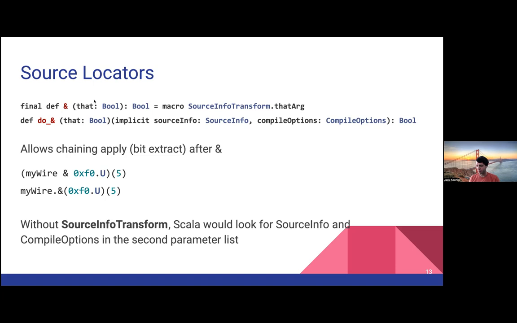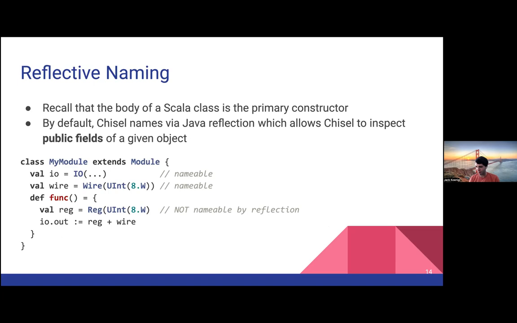if we didn't do it this way, if we just had this function, the do_and, we called and, then if you tried to do this operation and then an immediate bit extract, it would think this argument was being passed as these implicits. And these implicits are how we do source locators and that compile options thing I briefly skipped over. So if we didn't do this macro, then this 5 would be interpreted as trying to be a source info argument, and it would say you passed the wrong type. So what this macro does is it allows you to write your code where you do an immediate bit extract, and it doesn't screw up by thinking you were trying to pass these arguments. So it's really a lot of work just to help you do a bit extract immediately after calling this function. I don't want to belabor that too much.